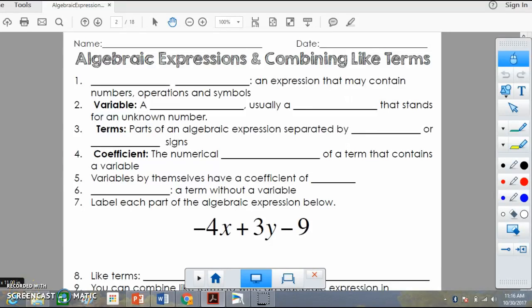Hey, so today we're going to start talking about algebra. We're going to talk today about algebraic expressions and combining like terms.